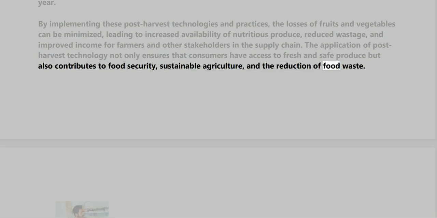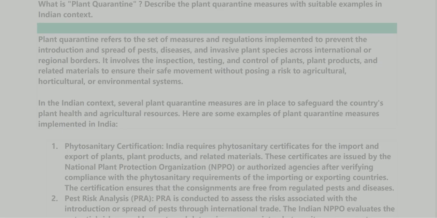What is plant quarantine? Describe the plant quarantine measures with suitable examples in Indian context. Plant quarantine refers to the set of measures and regulations implemented to prevent the introduction and spread of pests, diseases, and invasive plant species across international or regional borders. It involves the inspection, testing, and control of plants, plant products, and related materials to ensure their safe movement without posing a risk to agricultural, horticultural, or environmental systems.